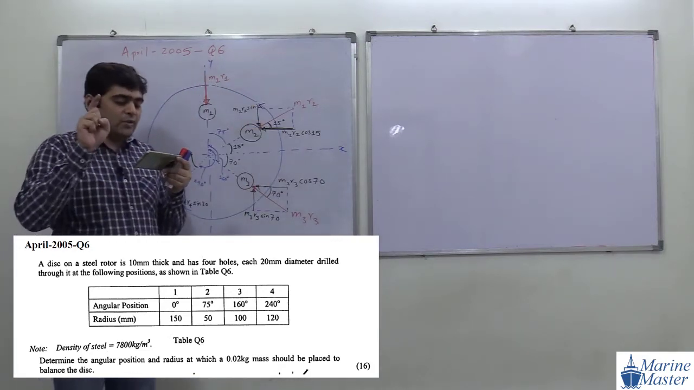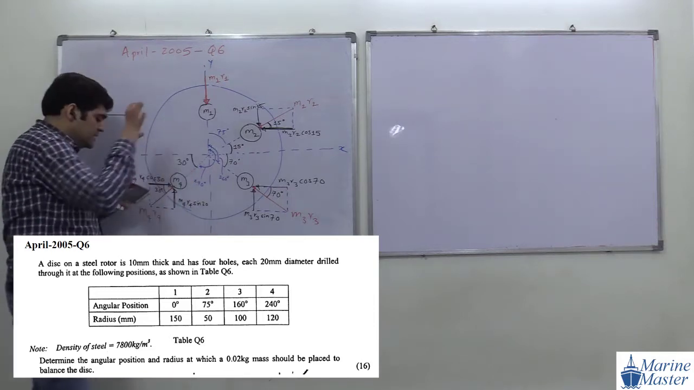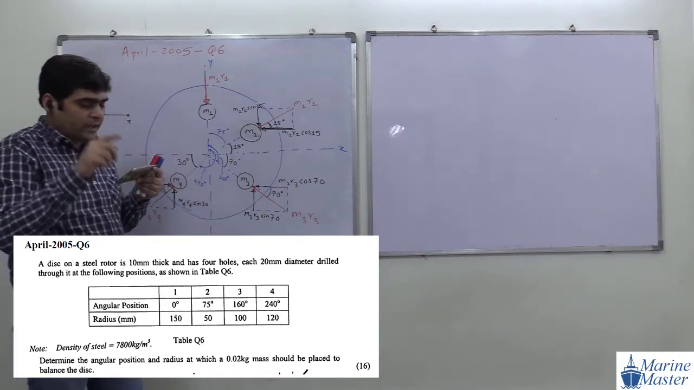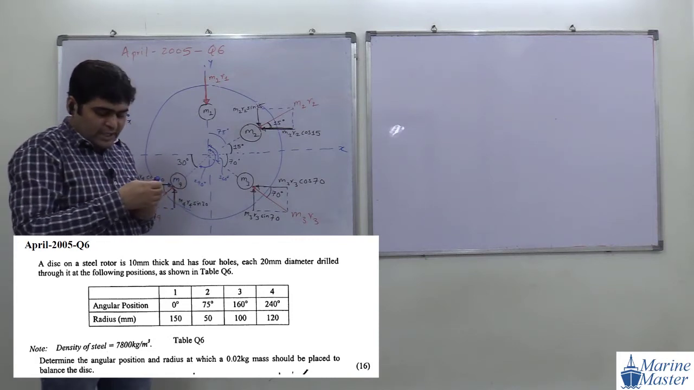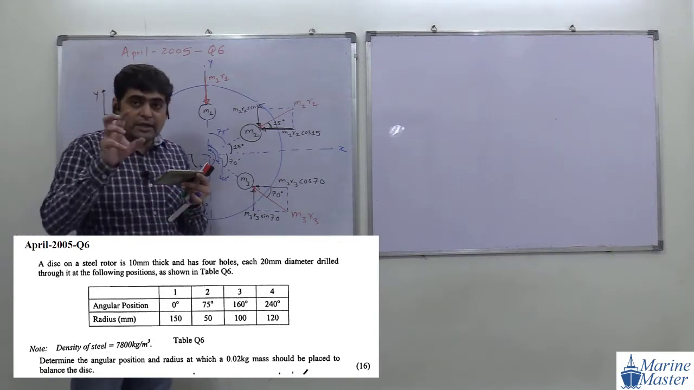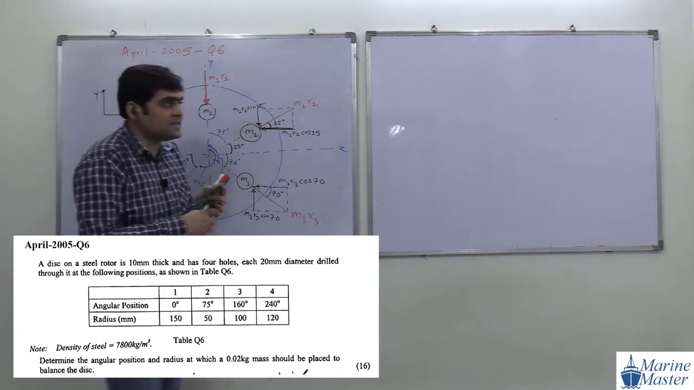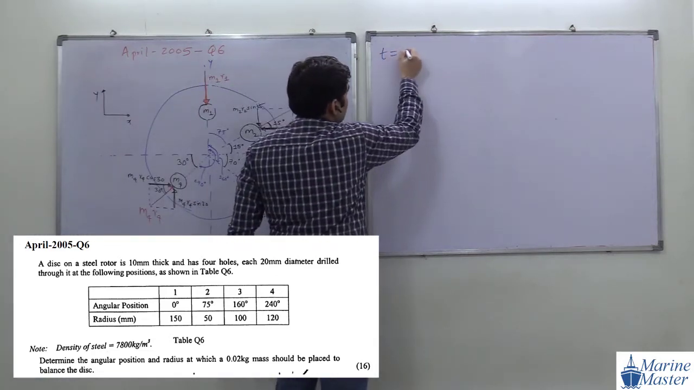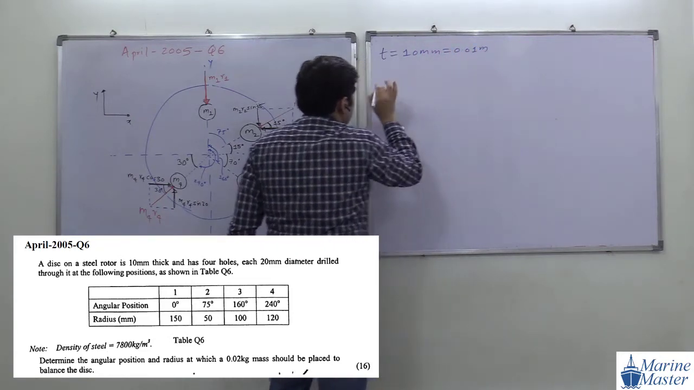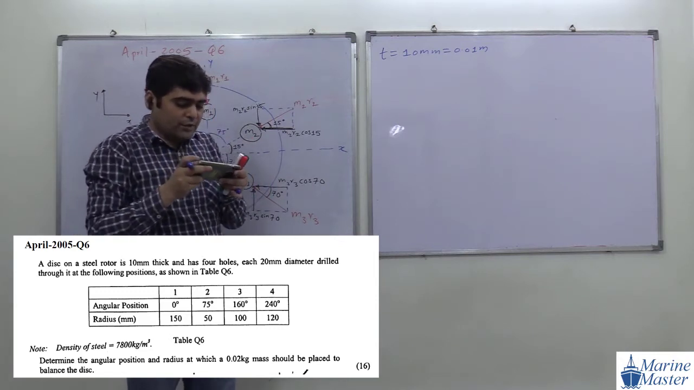Each hole has a dia 20 mm and drilled through it. We are going to drill 4 holes through the disc at the following positions. They have given us the angular position of the holes. Try to see the scenario here. We have a disc in which we have 4 holes. Disc has a thickness 10 mm. 10 mm means 0.01 meter. How much is the dia of each hole? Each hole is 20 mm.